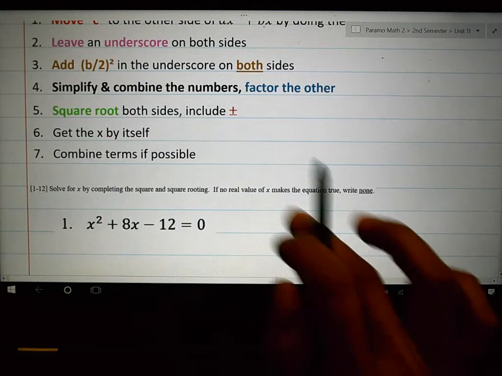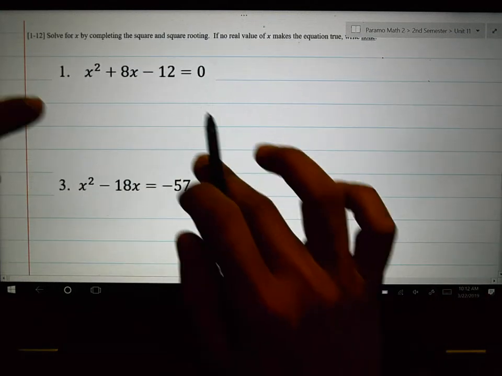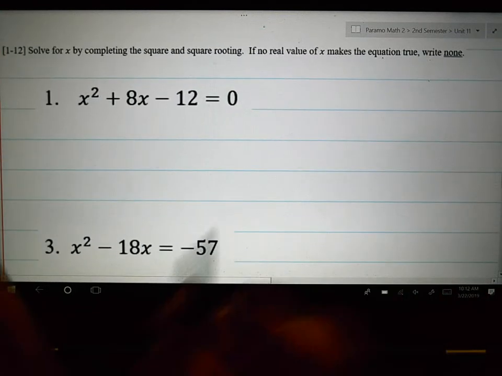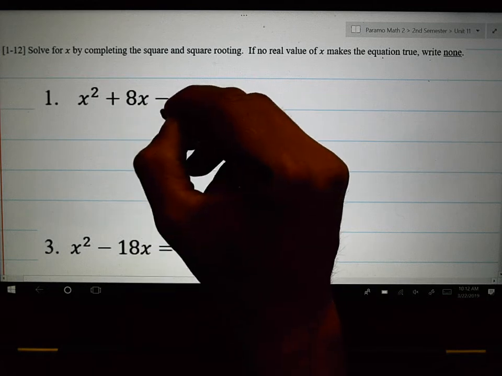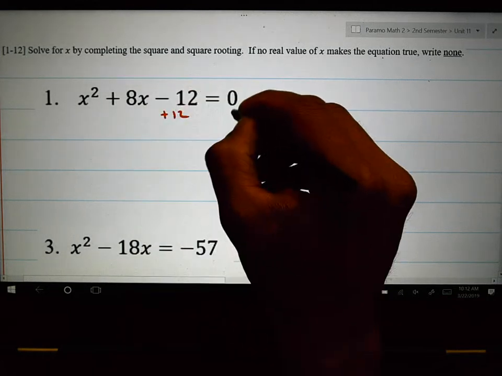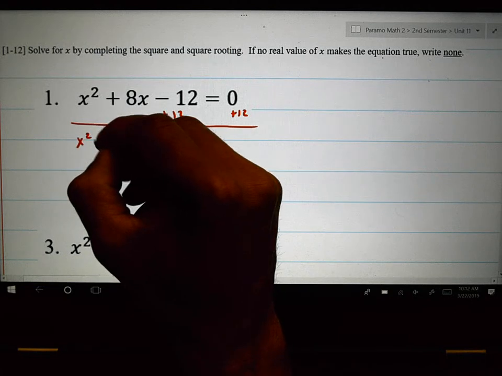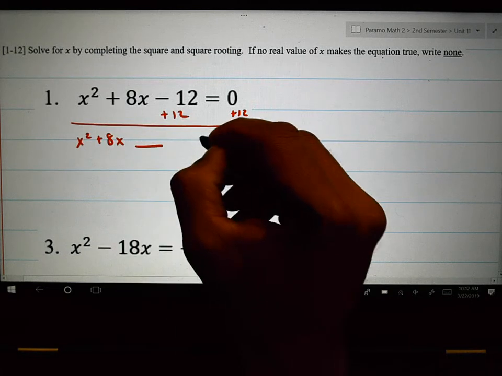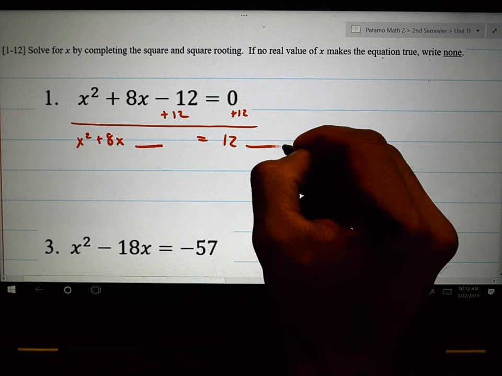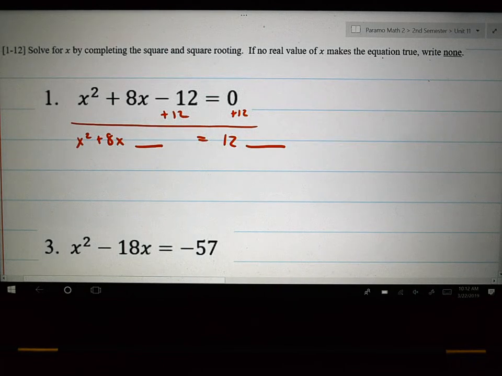Step 1 says, move C to the other side. So this is number 1 on your worksheet. You can do this on your worksheet. I would move the 12 to the other side. And then I would leave an underscore there. That's step 2. An underscore is a fancy way to say draw a line and leave a blank spot where something's going to be. You're going to need to put something in the underscore.